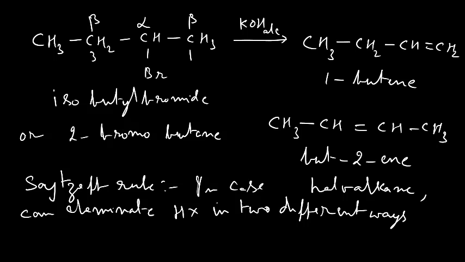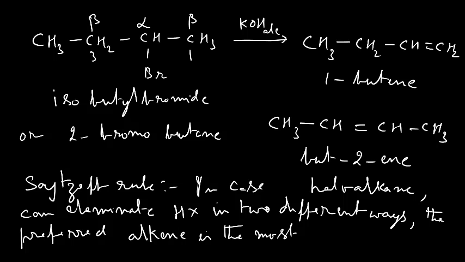Two different ways we discussed here in the above example. The preferred alkene is the most alkylated. Most alkylated means with respect to the double bond, the alkyl groups are maximum.